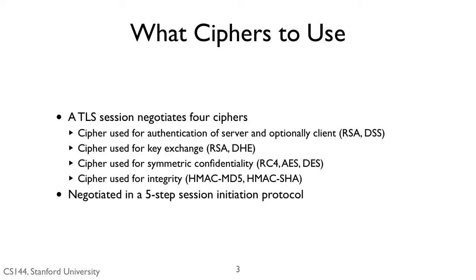So what ciphers and keys does TLS use? It has a wide range that are available. As part of setting up a TLS session, the client and server negotiate 4 separate ciphers. The first is the cipher used to authenticate the server. You can also optionally authenticate a client. The second is the cipher used to exchange symmetric keys. The third is the cipher used for symmetric confidentiality, and the fourth is the cipher used for symmetric integrity. These are negotiated in the 5-step session initiation protocol.